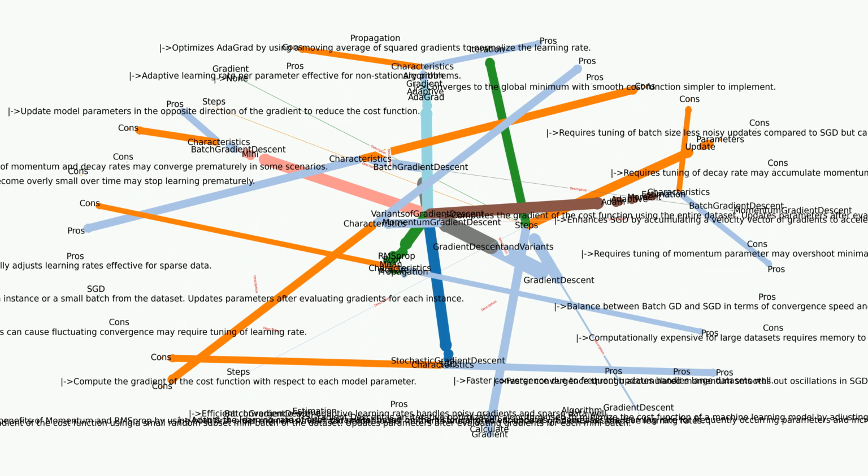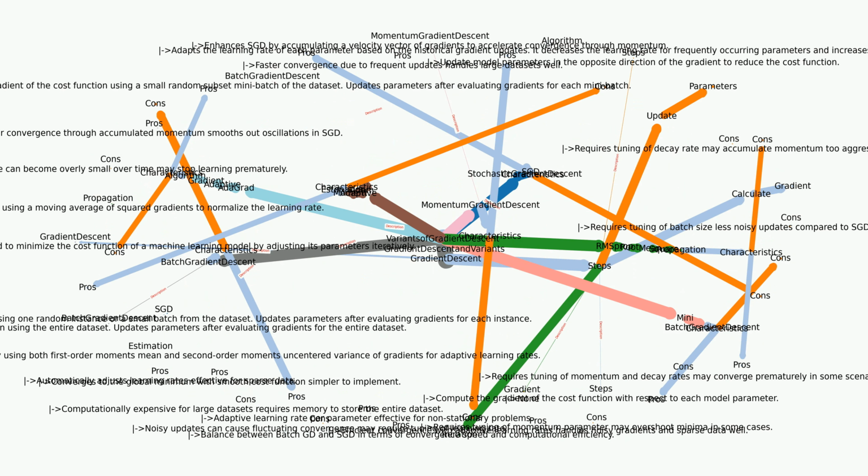RMSprop, root mean square propagation. Description: Optimizes AdaGrad by using a moving average of squared gradients to normalize the learning rate. Characteristics. Pros: Adaptive learning rate per parameter, effective for non-stationary problems. Cons: Requires tuning of decay rate, may accumulate momentum too aggressively.